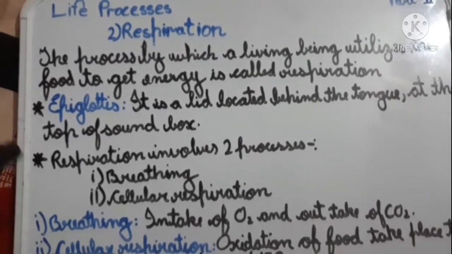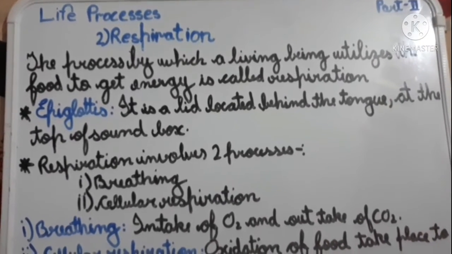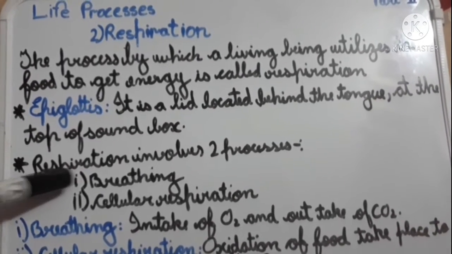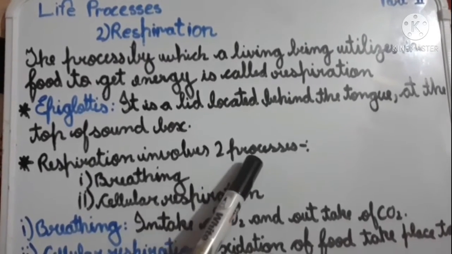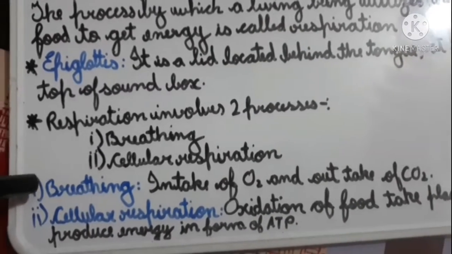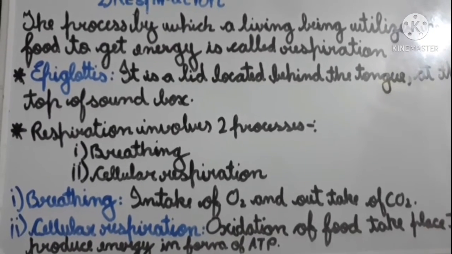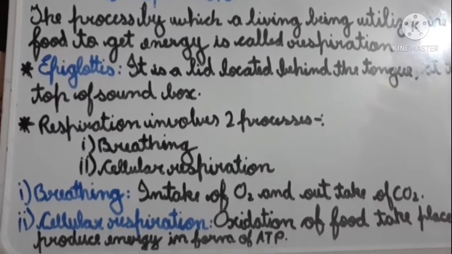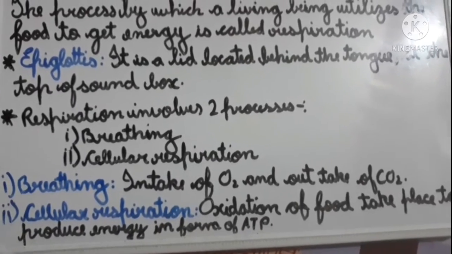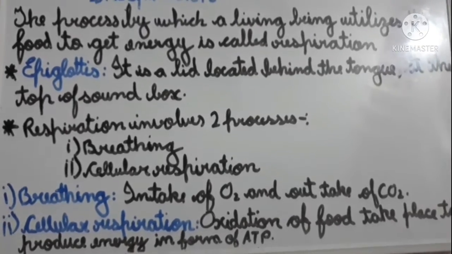What is epiglottis? Epiglottis is the lid located behind the tongue at the top of the sound box. Sound box is also known as larynx. Respiration involves two processes. First is breathing and second is cellular respiration. What is breathing? Intake of oxygen and outtake of carbon dioxide is known as breathing. What is cellular respiration? Oxidation of food to produce energy in the form of ATP is called cellular respiration.